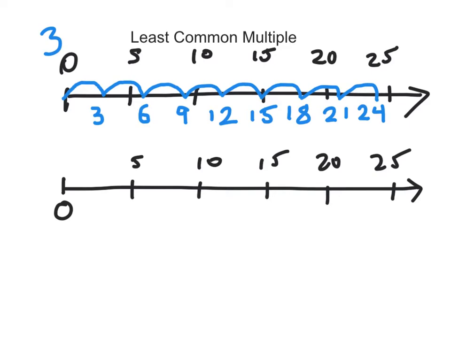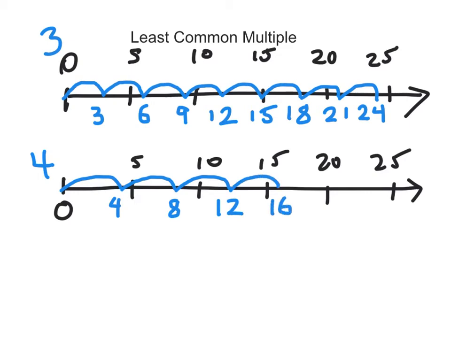Now let's say the second frog does 4-foot jumps and also starts at 0. So the first jump, that frog will land at the number 4. Then the second jump at the number 8. The third jump, the number 12. Fourth jump, number 16. The fifth jump will be at the 20-foot mark, and the sixth jump at the 24-foot mark.